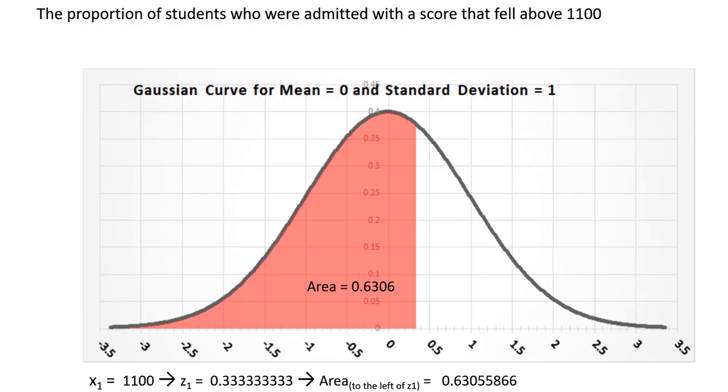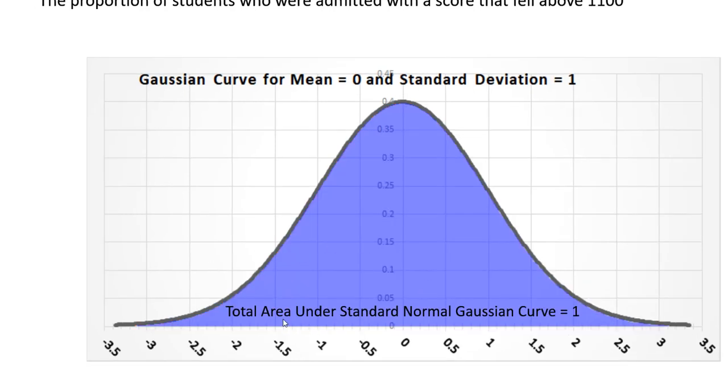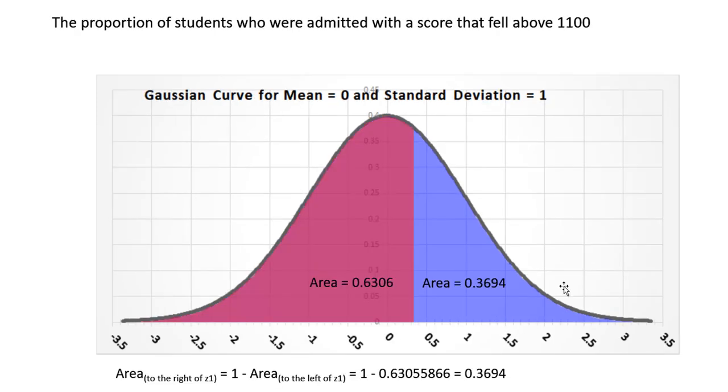So according to the spreadsheet, the z value with an x value of 1100 was positive 0.3333 repeating, and that is represented by this magenta line right here. And the area to the left of that from the spreadsheet was 0.6306. We know that the entire area under the standard normal curve, with a mean of 0 and a standard deviation of 1, is 1.